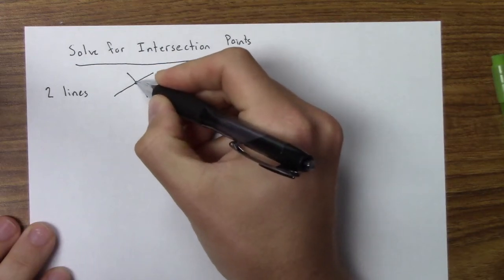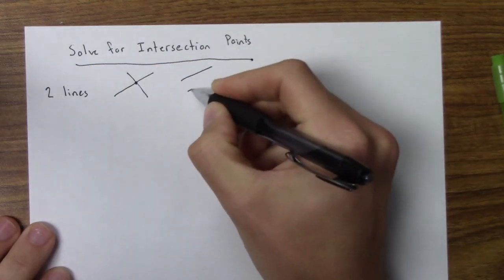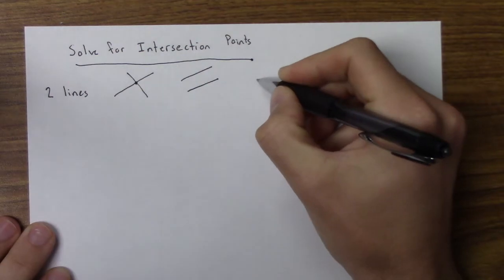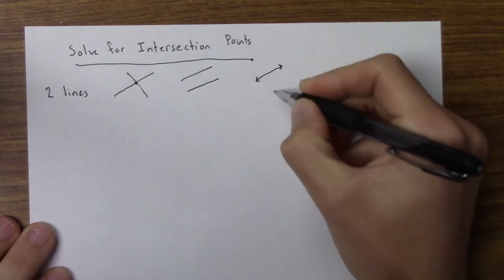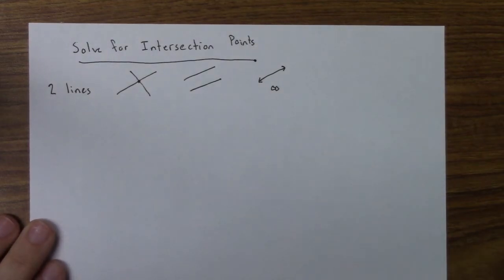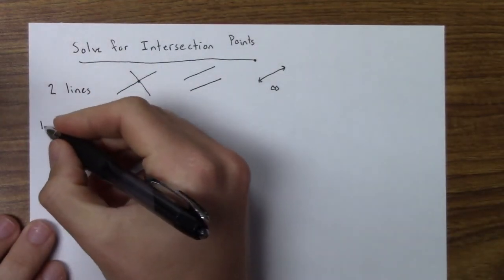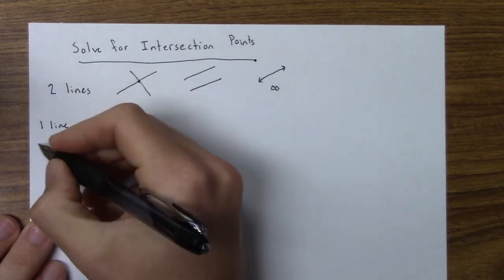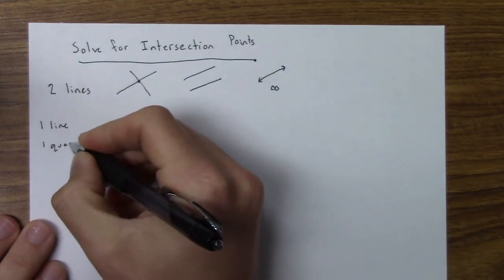We can have one intersection point. You can have no intersection point if they're parallel, and you can have infinitely many should they end up being the same line. We also took a look at one line and one quadratic.